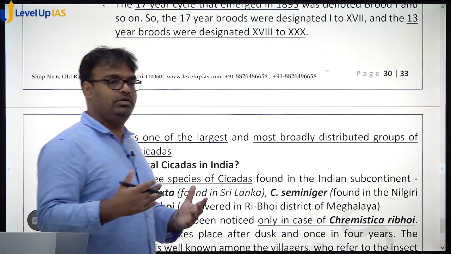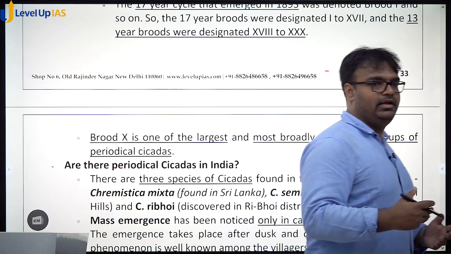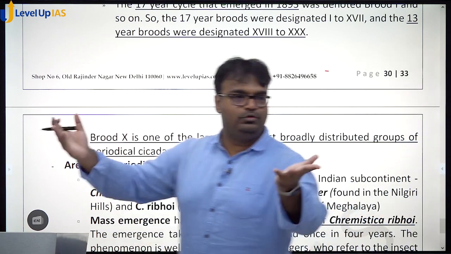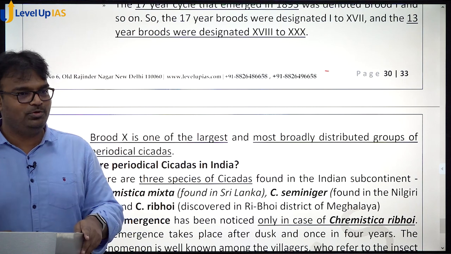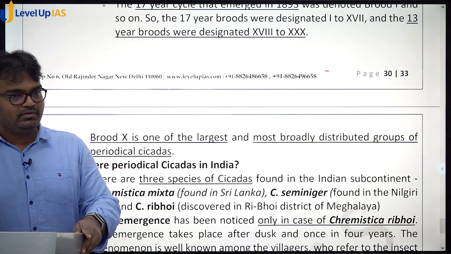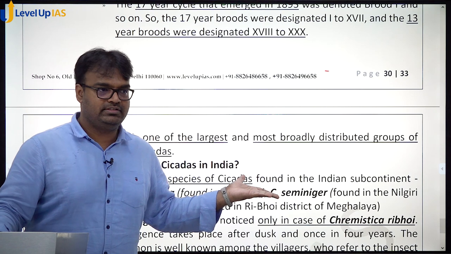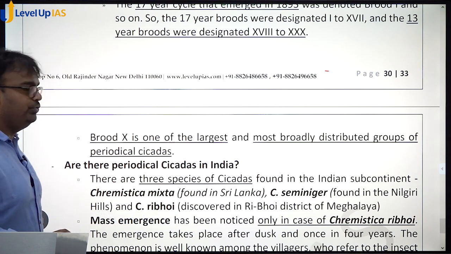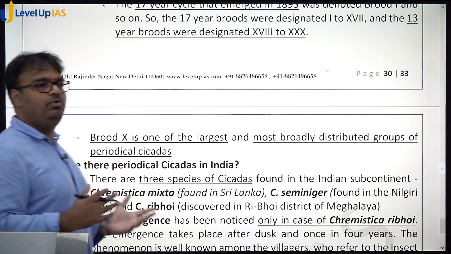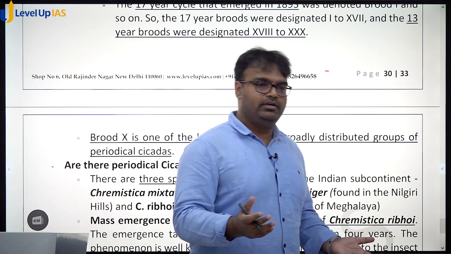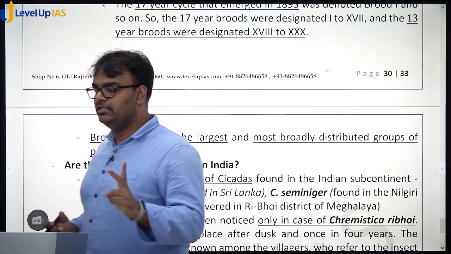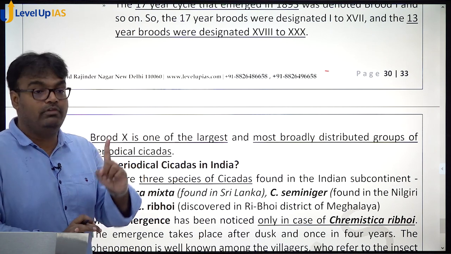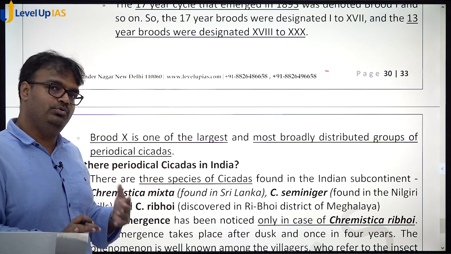So when they came out, it became attractive. Billions of these cicadas came out of the ground, creating so much noise. It became something that came in news. Okay, they came out, they would not be there for the whole year. In 4 weeks, they'll romance, reproduce, and retire.